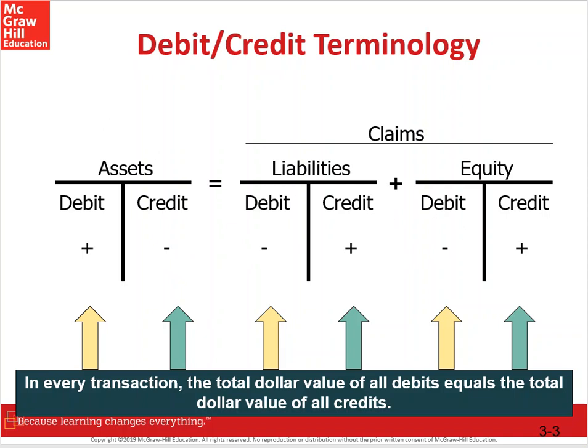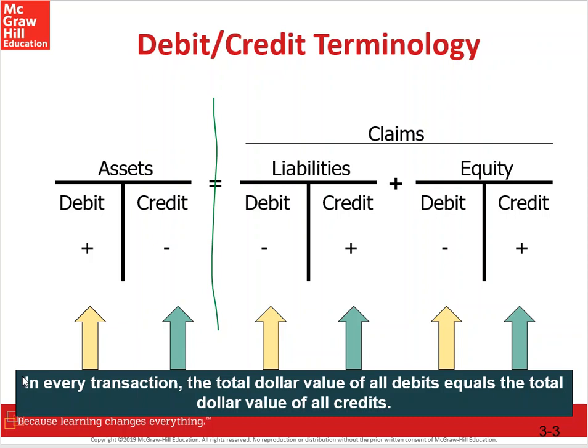So what we need to know is that on opposite sides of the equation, debit and credit do opposite things, right? So if we have a big line through the middle, they do opposite things on opposite sides of the equal sign. And if you think carefully, throwing in this fact at the bottom, in every transaction, the total dollar value of all debits equals the total dollar value of all credits. So transaction by transaction, debits must equal credits.